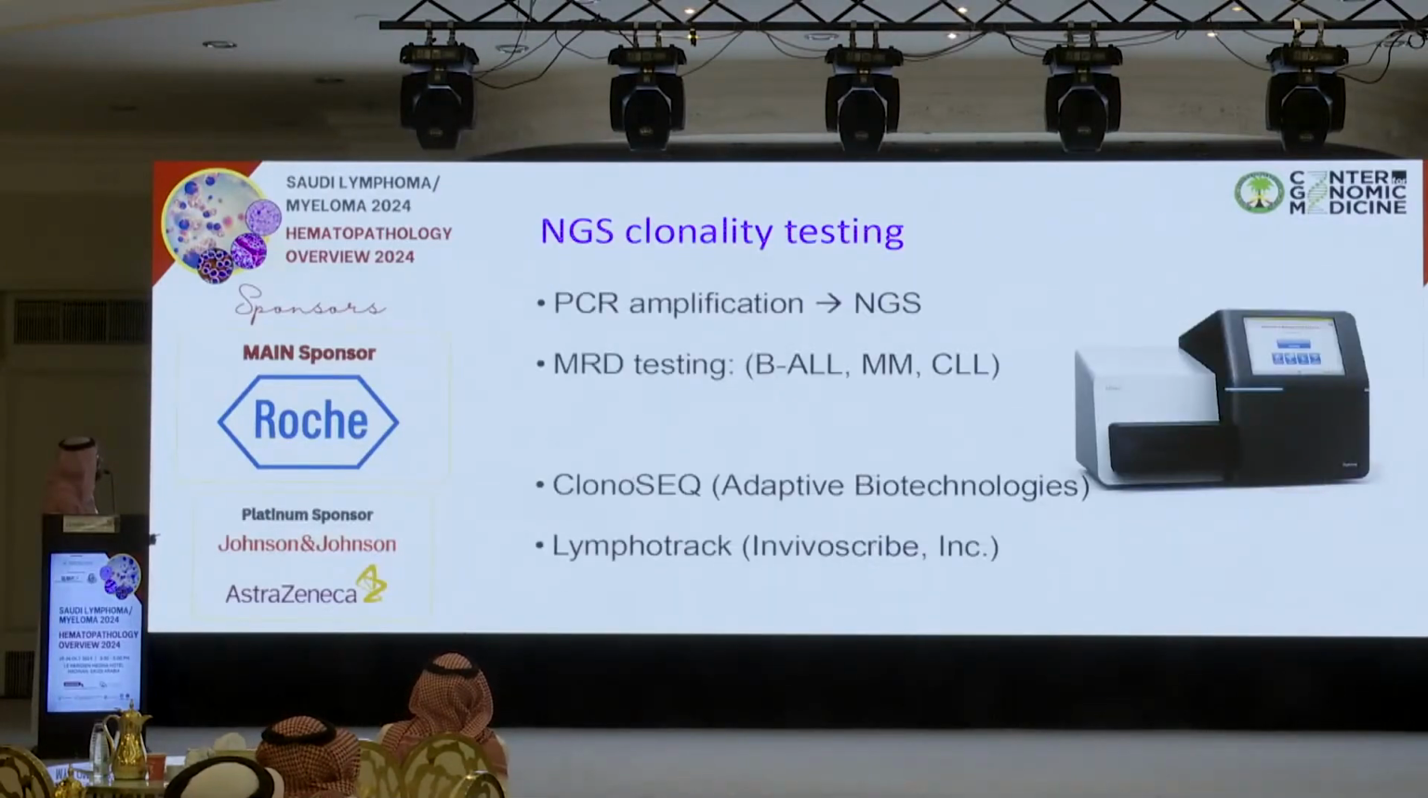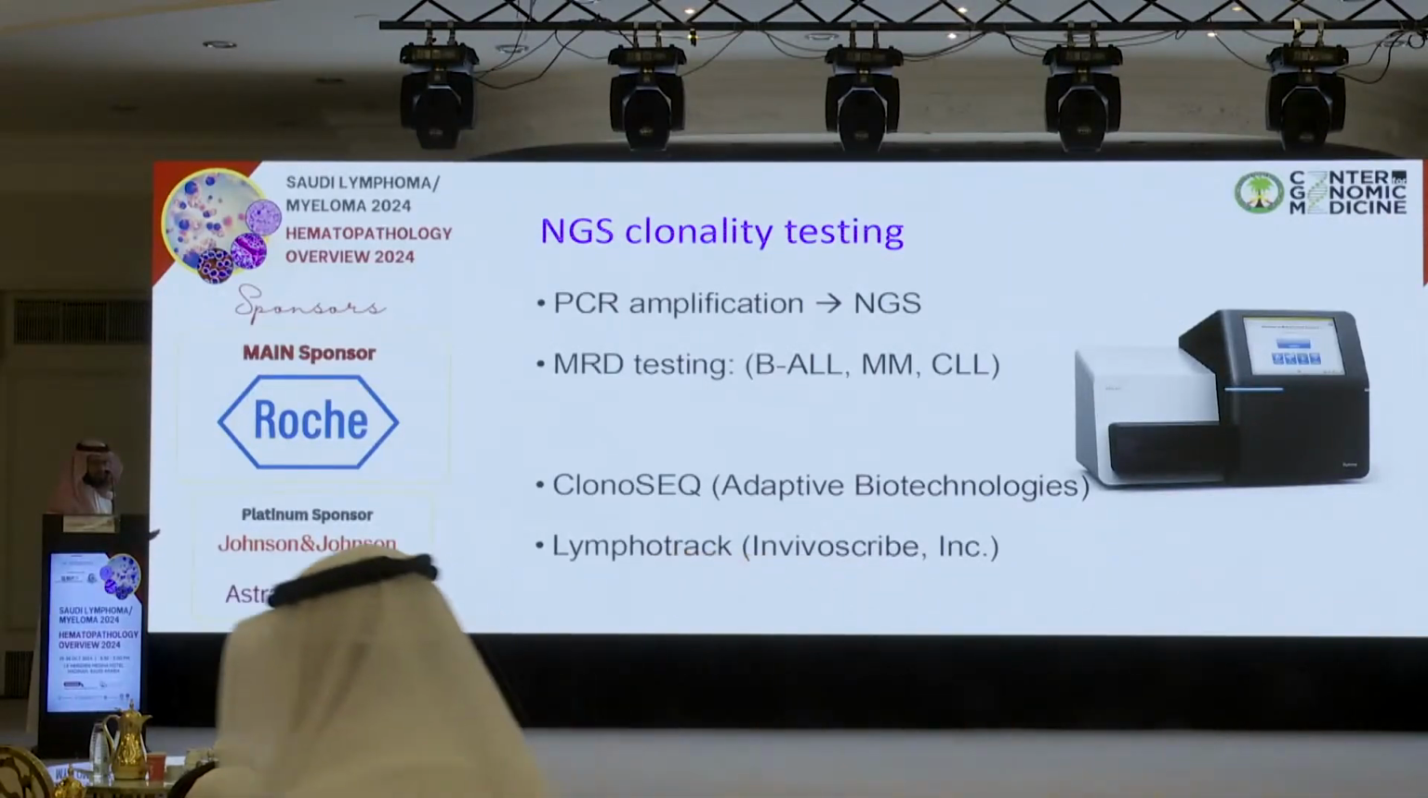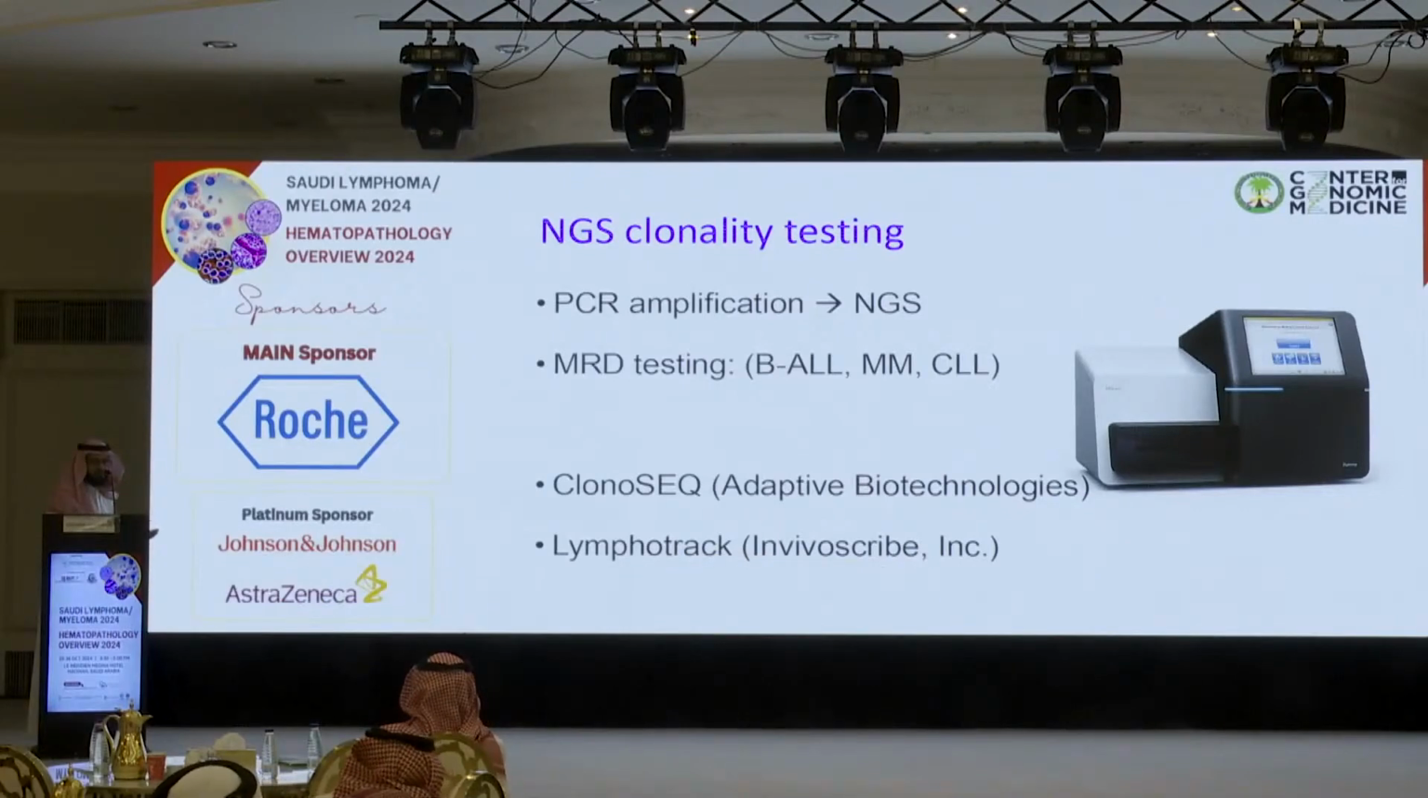Now, there are other tests like clonality testing. We used to do it by fragment analysis to see if there is a clonal B cell or T cell, but now there is NGS-based clonality testing that can be done, especially for MRD in B-ALL, multiple myeloma, and CLL. There is some FDA-approved one for diffuse large B cell lymphoma, like clonoSEQ and LymphoTrack, all of them available in the market. Very sensitive, good for B-cell lymphoma as a clonality testing or for follow-up.